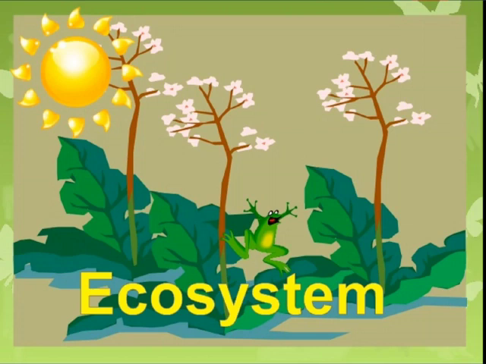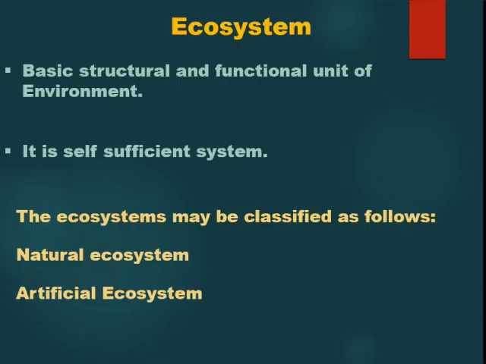Next, if we want to study more about the functioning of human body and structure of human body, then it is essential to study more about the human cells. Similarly, if we want to study about the environment, then it is essential and important to study more about the ecosystems, because ecosystems are basic structural and functional unit of environment. Every ecosystem is self-sufficient system in nature. It means it is self-regulating. It doesn't need any type of external input.